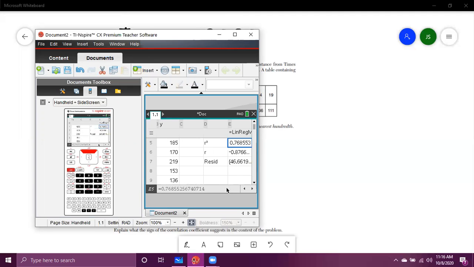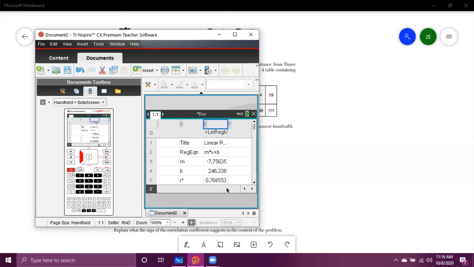Once you click OK, you can scroll all the way up so you can see the whole thing. And here, it's going to give me my values for my M, because you already know that that's your slope. So my slope is here. My B, my Y-intercept, is 246.338. And the correlation coefficient, it can be tricky, but remember that it's only the R. We don't want the R to the power of 2. We want the R. That's the correlation coefficient. So it's this number right here.